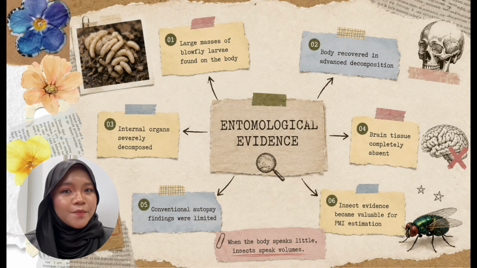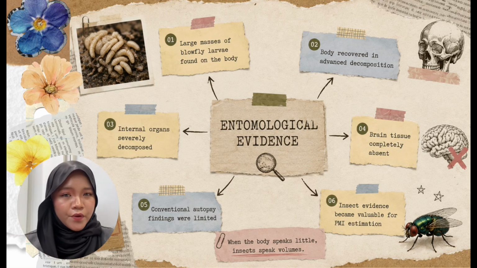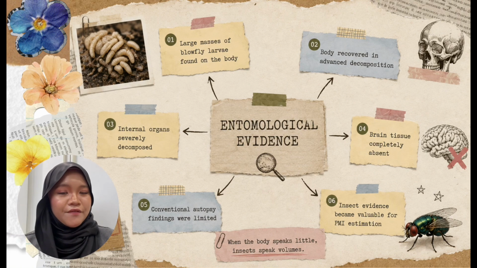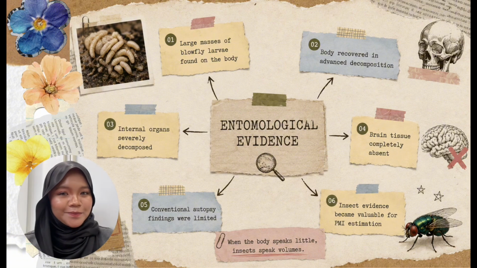I'm Nur Erika Balkis binti Muhammad Azmi, and I'll be continuing with the entomological evidence. So when the victim's body was recovered, it was already in an advanced stage of decomposition and heavily colonized by blowfly larvae. The internal organs were severely decomposed while the brain tissue was completely absent. Due to these conditions, conventional autopsy methods were unable to accurately determine the post-mortem interval. Therefore, the insect evidence present on the body became an important source of forensic information. This demonstrates how forensic entomology can provide valuable evidence when decomposition limits traditional pathological examination.